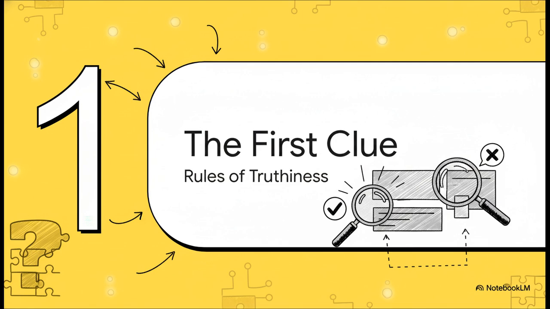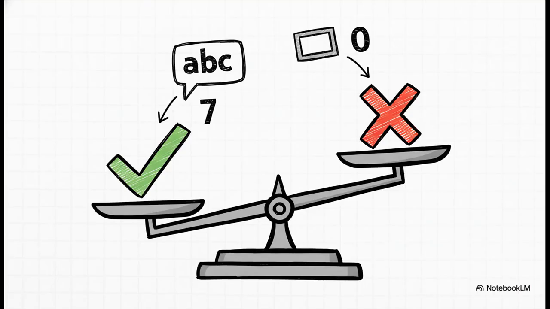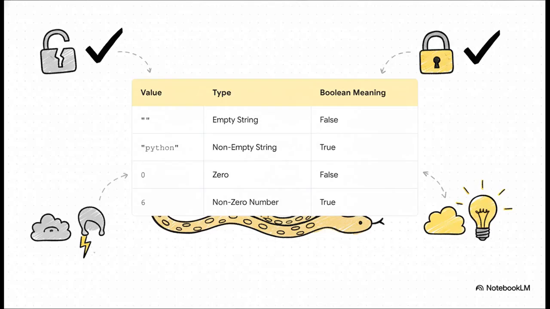And our very first clue is all about a core Python concept, something called the rules of truthiness. See, here's the thing about Python. It's not just true and false that are, well, true or false. In a logical context, like inside an if statement or when you're using and or or, a whole bunch of other values can be treated as if they are true or false. And this is super relevant to our code. Take a look. An empty string, just like our variable x, is considered falsy. But a string with something in it, like our y variable, is truthy. Same with numbers. 0 is falsy, but any other number, like our z variable, which is 6, is truthy. This concept right here, it's the foundation for everything that's about to happen.